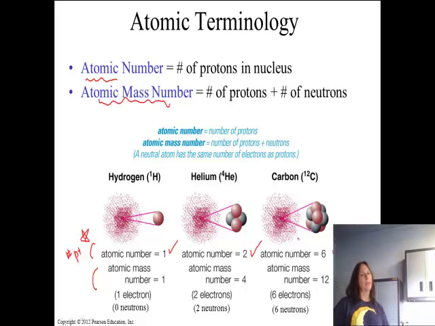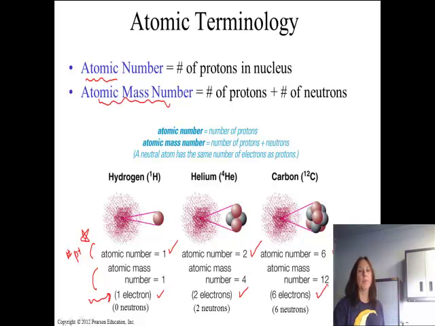Let's go down to this row right here, number of electrons. Now we're assuming that the electrons are balancing out the protons. So can you see in each of these cases, if we have 1 proton for hydrogen, we have 1 electron. If we have 2 protons for helium, we have 2 electrons if it's neutral. 6 protons for carbon, 6 electrons if it's neutral, okay?